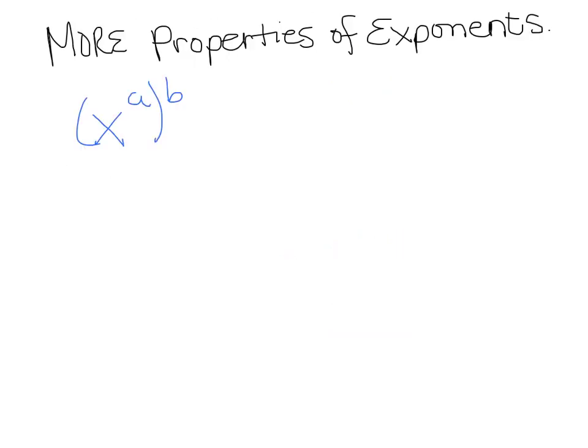And for completeness, let's finish our properties of exponents. You've seen these before. If you have a variable with an exponent that is raised to another exponent, that's multiplication of the exponents. So x to the a times b. The difference here, there's only one base, right?